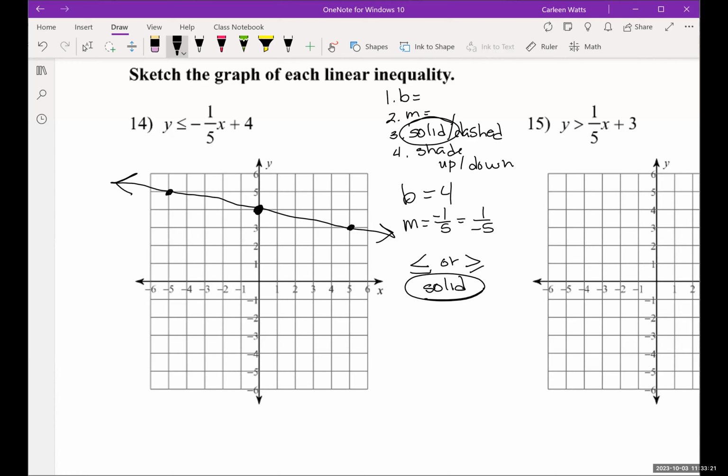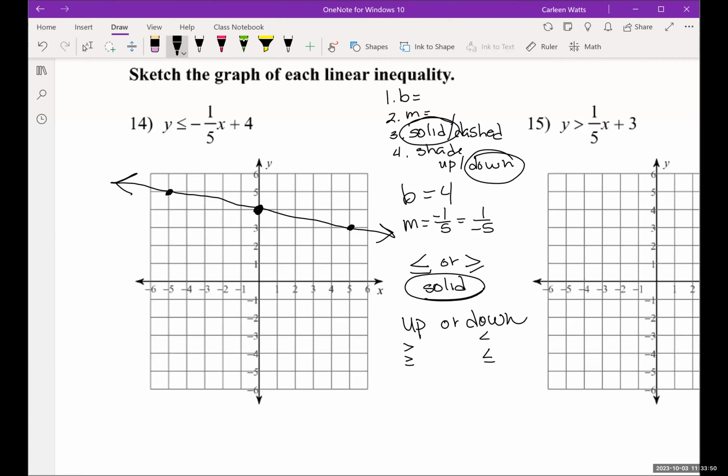Okay, now I need to choose up or down. Y is less than or equal to blah, blah, blah. Anyone want to make a guess? Greater than or equal to is going to go up. Less than or equal to is going to go down.